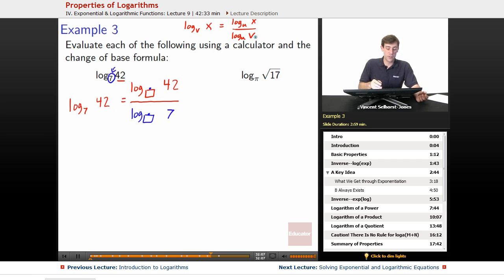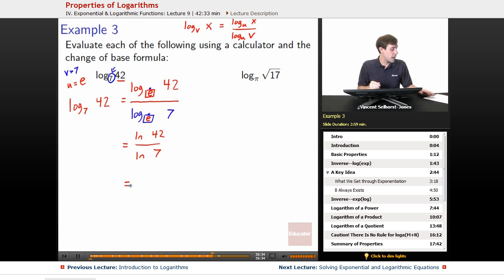In this case, for this one, our v is 7. Our u is whatever we are about to choose. So we can make it any u we want. We could make it 50 and it would work. We could make it 0.1 and it would work. But let's choose something that shows up on our calculator. So let's choose e, right? So we can put in an e here and an e here. So we'll rewrite that as natural log 42 divided by natural log of 7.